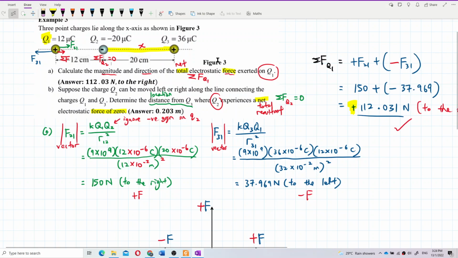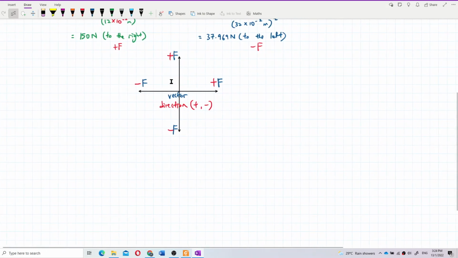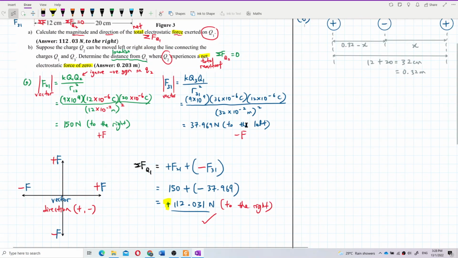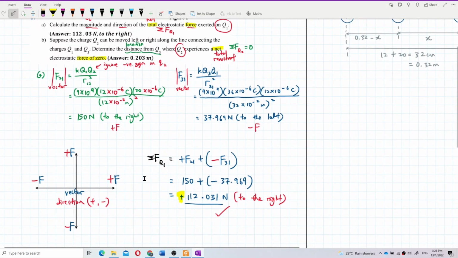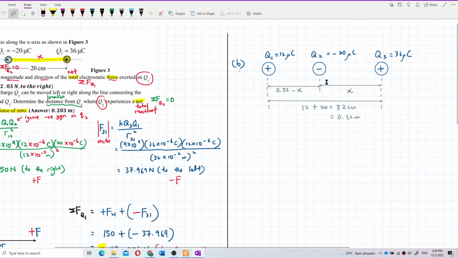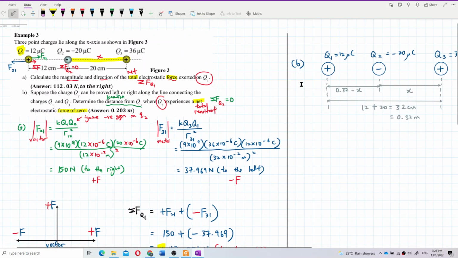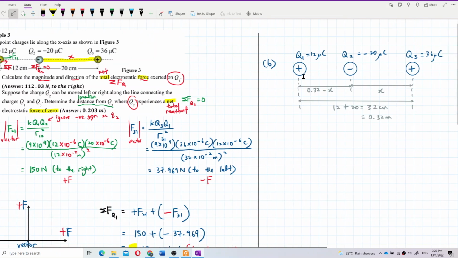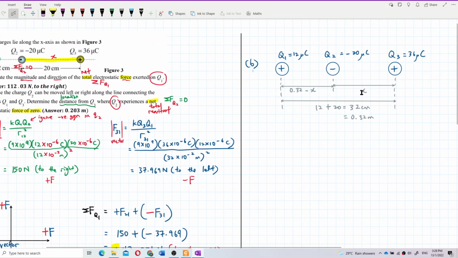Okay, let me redraw this diagram because I don't want to mix up with question A. Okay, I rearranged it already, as you can see. I rearranged just now and put it over here. Now B, I start with B. This is what it mentioned in the question. So I want to find this x.